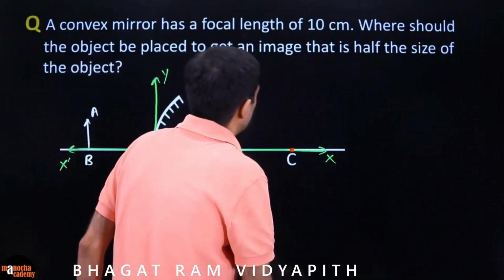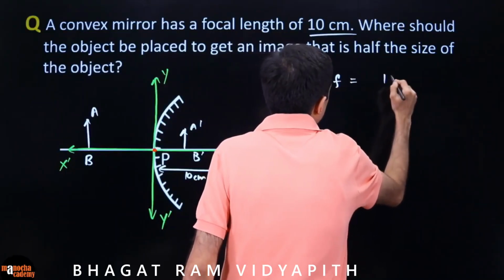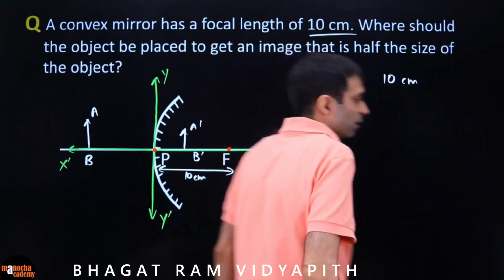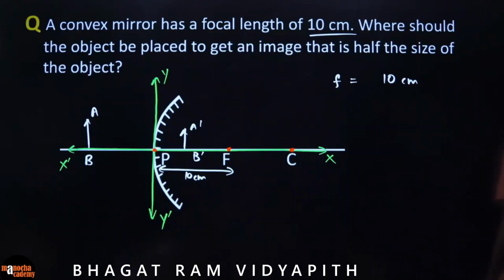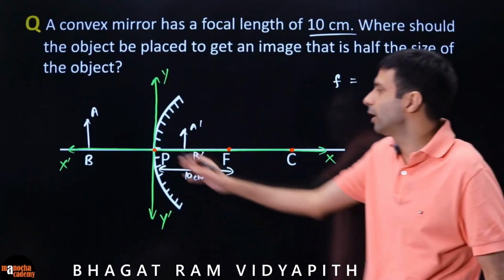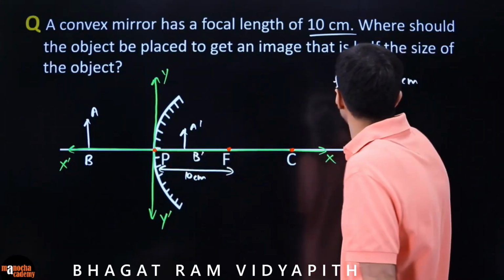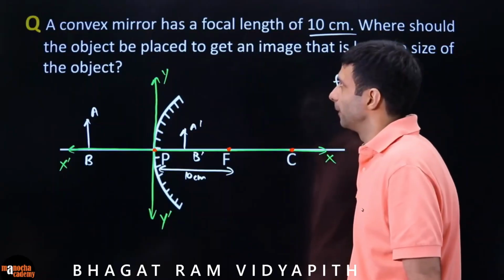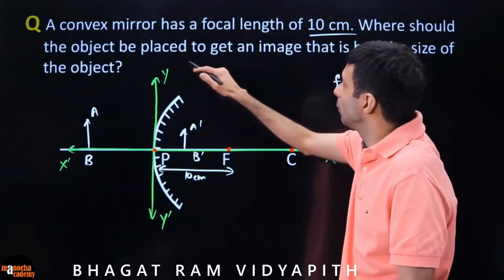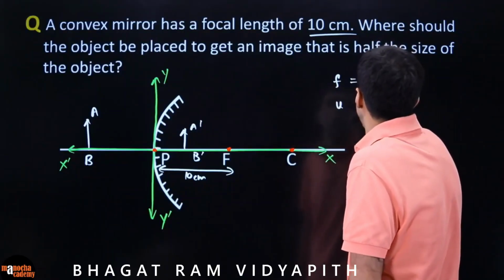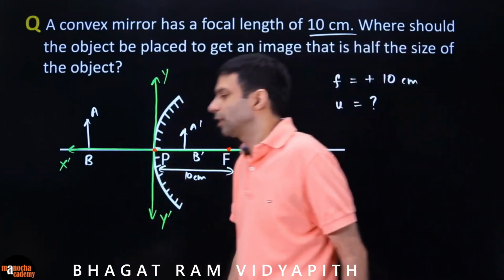So if you guys see here, what is our focal length? 10 centimeters. Plus or minus, what sign should I put here, guys? Focal length, can you guys tell me? Positive or negative? Clearly you can see focal length is this thing from pole to focus along the positive x-axis. So plus 10 centimeters, definitely. Where should the object be placed? So as you're reading the question, what are they asking? Object distance, so that the image is half the size of the object.